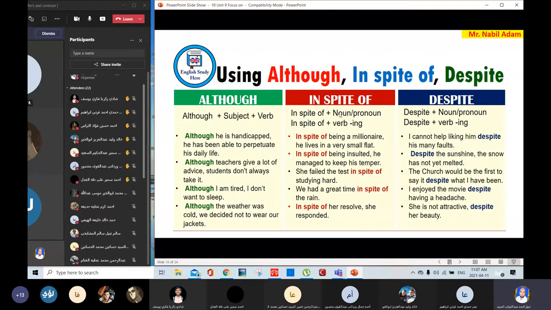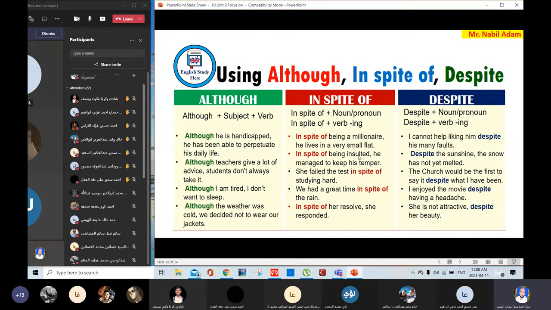But in spite of is not followed by a complete sentence. In spite of should be followed by a phrase. In spite of can be followed by a noun or pronoun, by verb plus ing, or by an adjective phrase. So after in spite of comes a phrase. In spite of being a millionaire, he lives in a very small flat. Although he is a millionaire, he lives in a very small flat. So in spite of is the same as although, but it is followed by a phrase, while although takes a complete sentence.